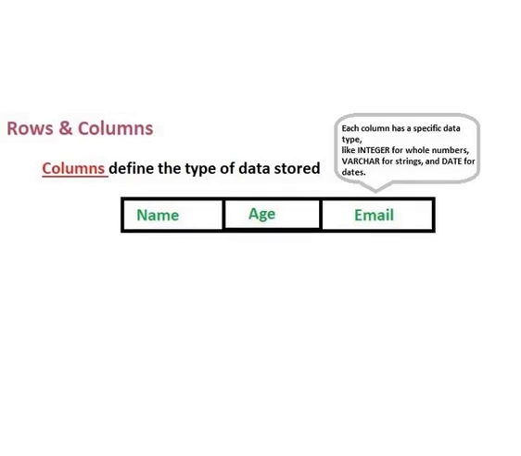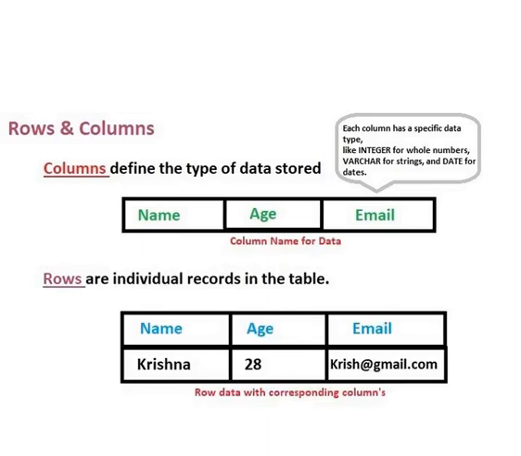Each column has a specific data type, like integer for whole numbers, varchar for strings, and date for dates. Rows are individual records in the table. Each row represents one entry, such as a single student's information in a school database.